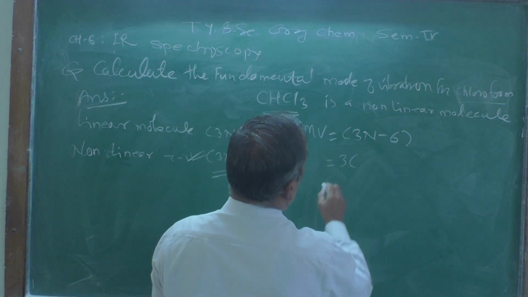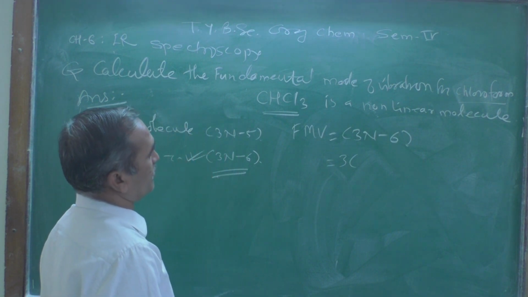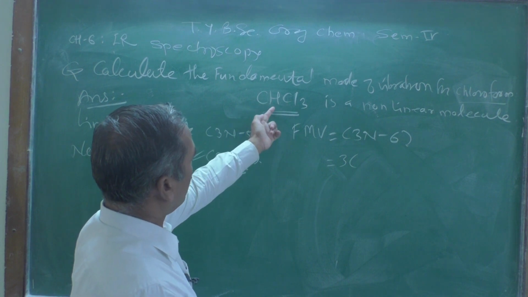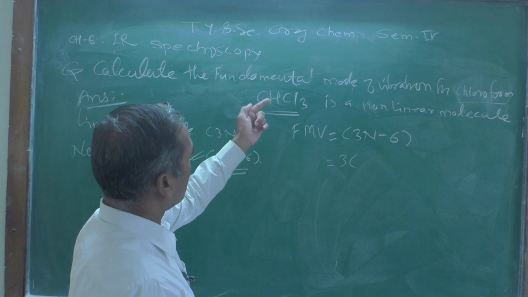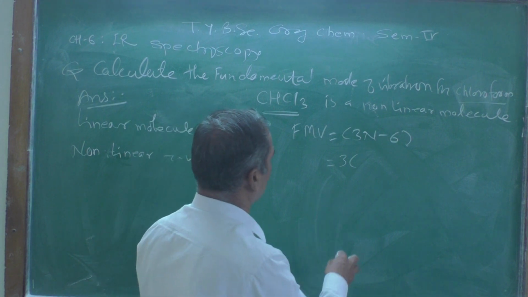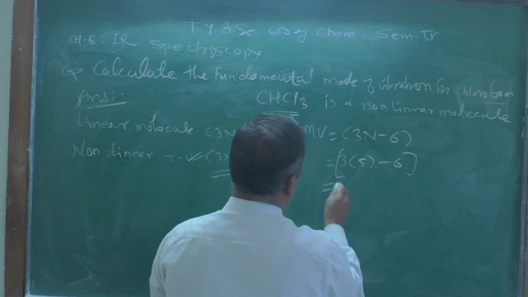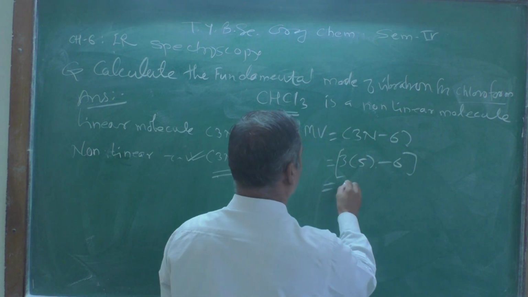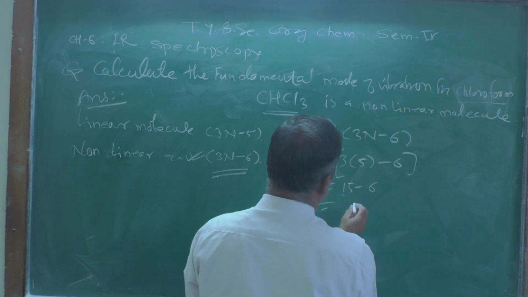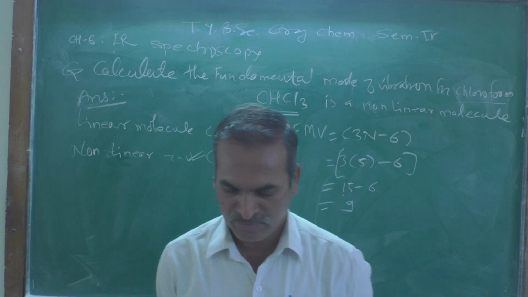Therefore, count the number of atoms involved in the formation of chloroform: 1 carbon atom, 3 chlorine atoms and 1 hydrogen atom, total becomes 5. So substitute here 3 into 5 minus 6, which becomes 15 minus 6. So 15 minus 6 remains 9. So 9 will be the fundamental modes of vibration for this molecule.